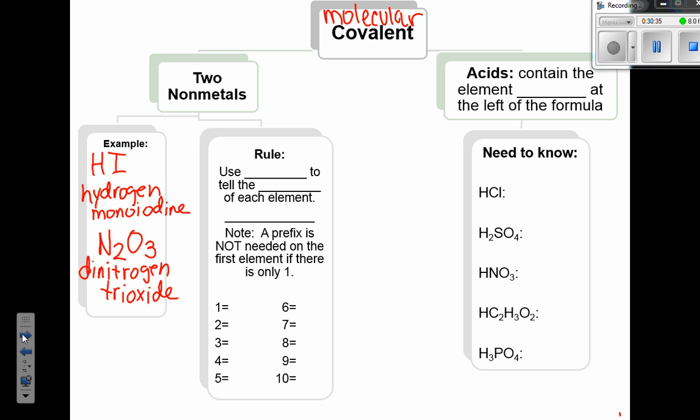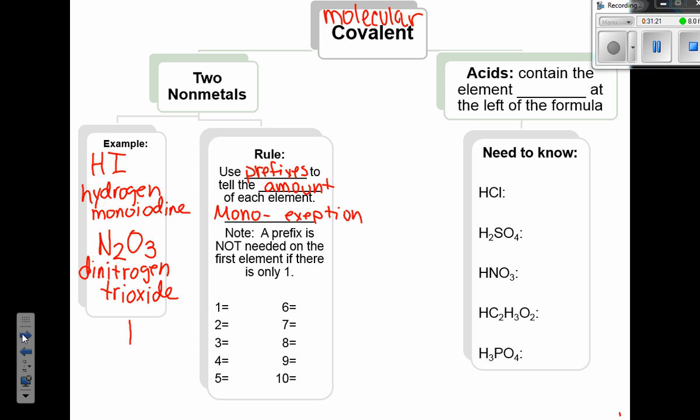So the rule, which on your paper is actually underneath here, is that we use prefixes to tell the amount of each element. And on this line here, we're going to write the mono exception. The mono exception is that a prefix is not needed on the first element if there's only one. So we don't use mono on the first element, which is why we did not write monohydrogen.